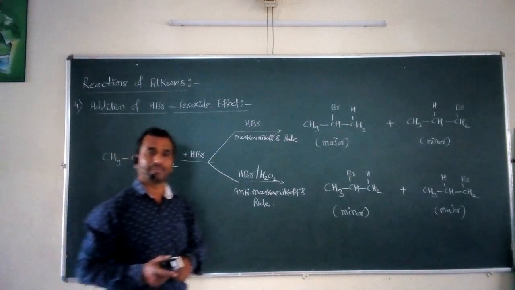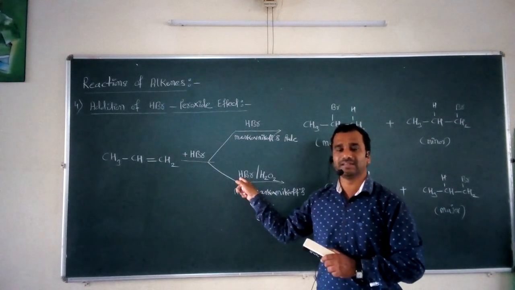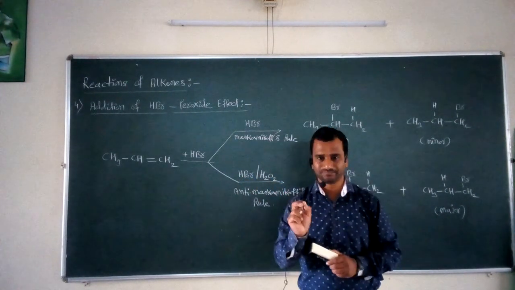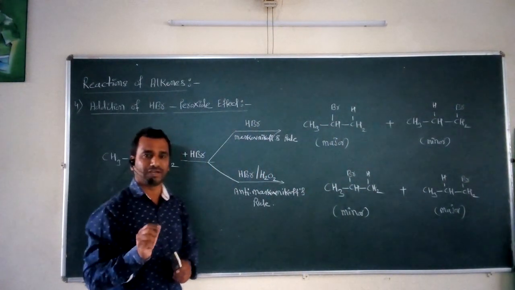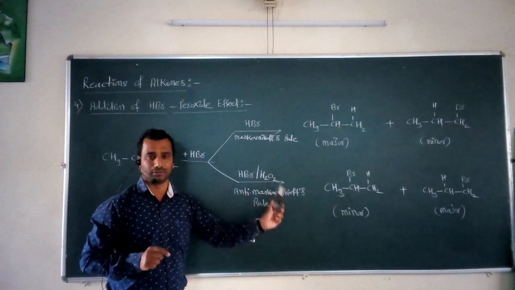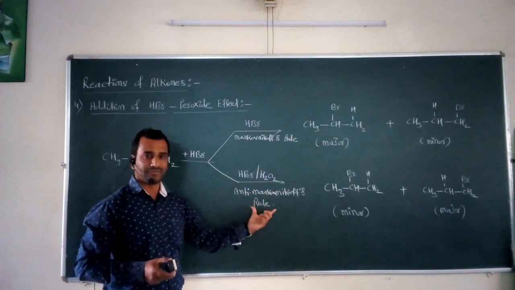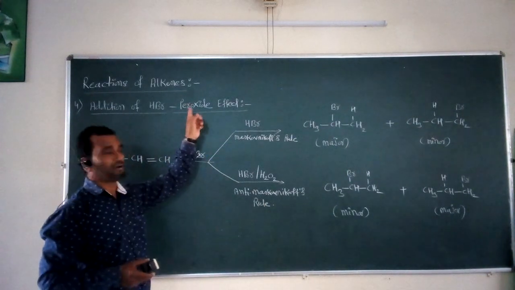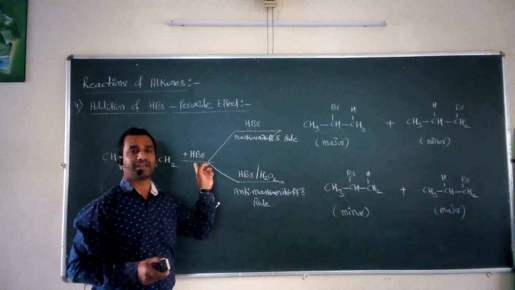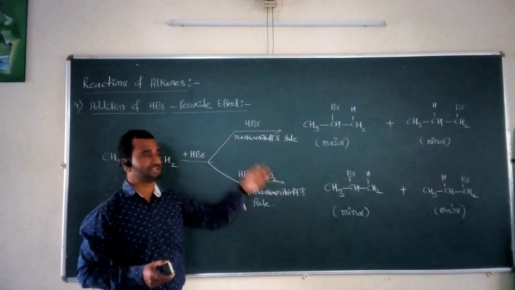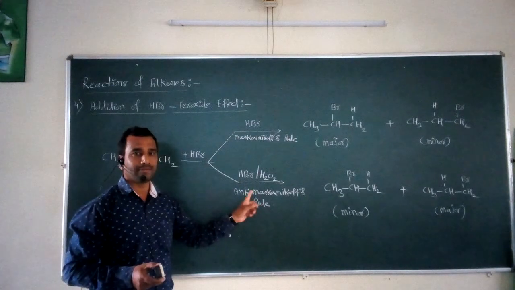Now, again keep in your mind, this anti-Markovnikov's rule is operative only when HBr is added in the presence of H2O2. If HBr addition takes place only in the presence of H2O2, then and only then that rule is operative, and that rule is called the anti-Markovnikov's rule. Due to the addition of HBr in the presence of H2O2, this effect is called the peroxide effect. What is the peroxide effect? The addition of HBr to an unsymmetrical alkene in the presence of H2O2 is called the peroxide effect, and this effect obeys a rule called the anti-Markovnikov's rule.